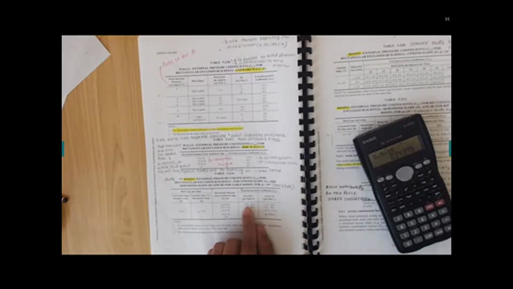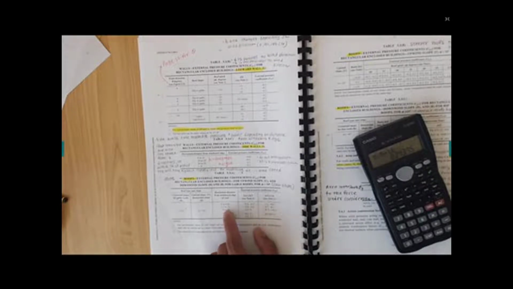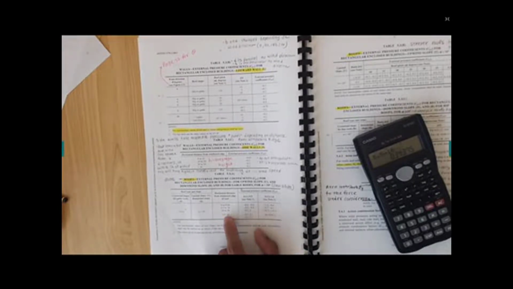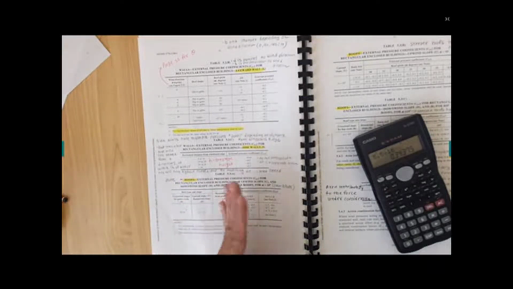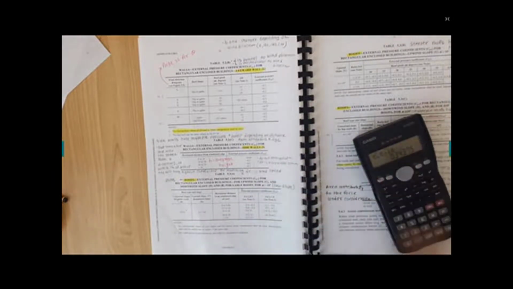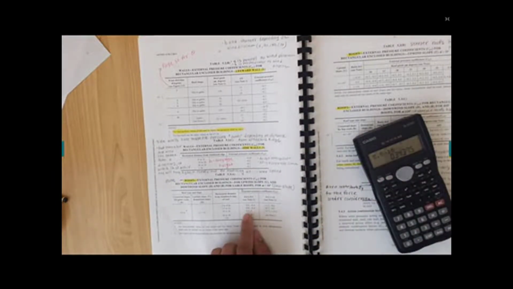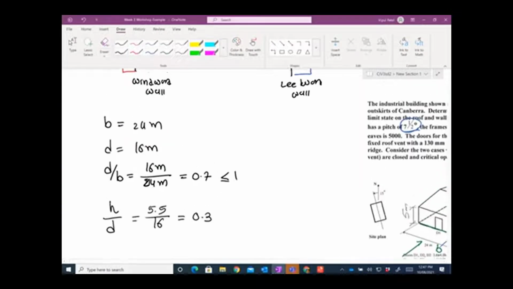Now it says that we need an H on D ratio from 0 to 0.5H, and from 0.5H to 1H you have the same value. From 1H to 2H, you have different values. Basically, when the wind hits the first part, you will have higher pressures, and then when the wind is going across, you will have smaller values. So let me put those details here.